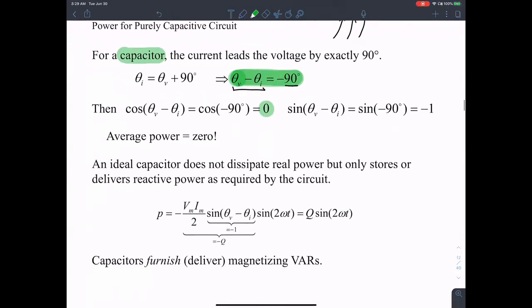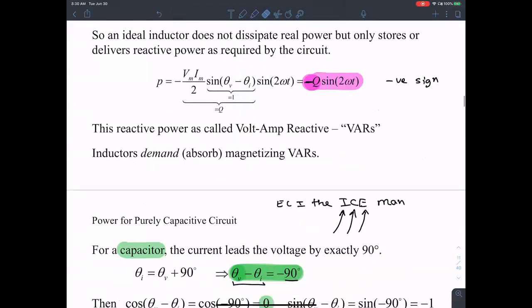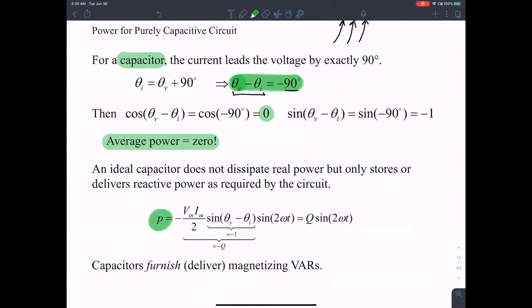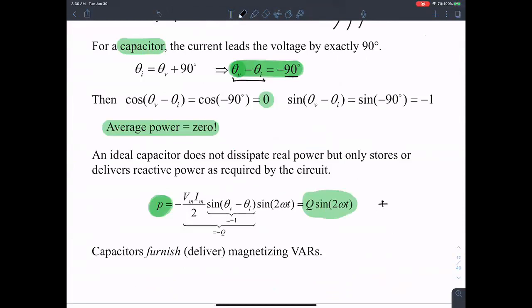So what we have is the average power in a purely capacitive circuit is 0, just as the average power in a purely inductive circuit is 0. Okay, average power in a purely inductive circuit is 0. Average power in a purely capacitive circuit is 0. Okay, and what is important is the power is still Q times sine 2 omega t. That's exactly the same as it was for the inductor, Q sine 2 omega t, except that the sign here is positive. Okay, capacitors can actually deliver or furnish magnetizing volt ampere reactive, VAR.